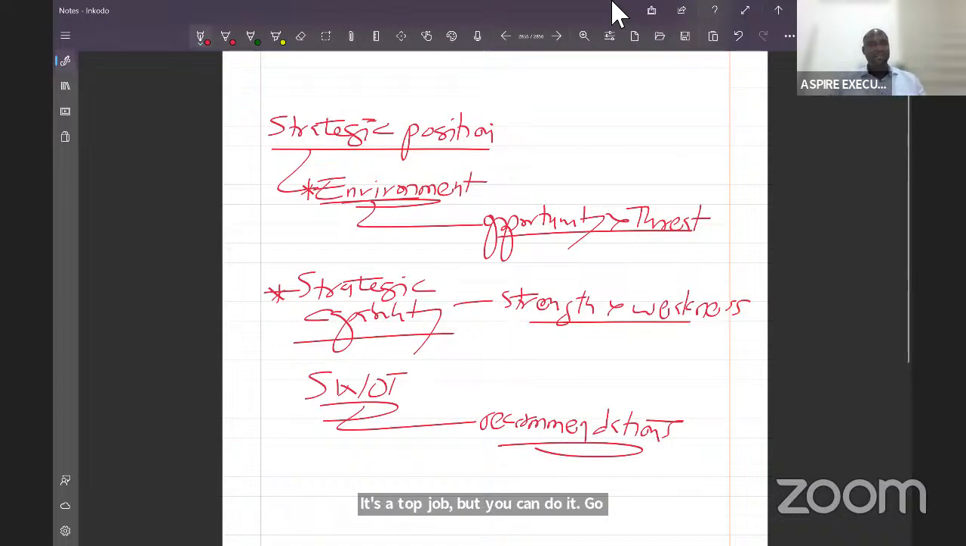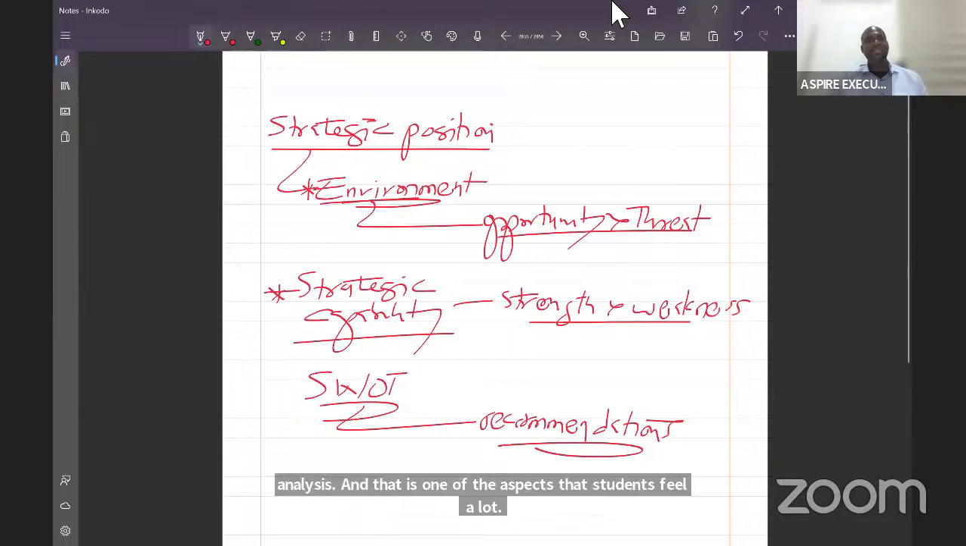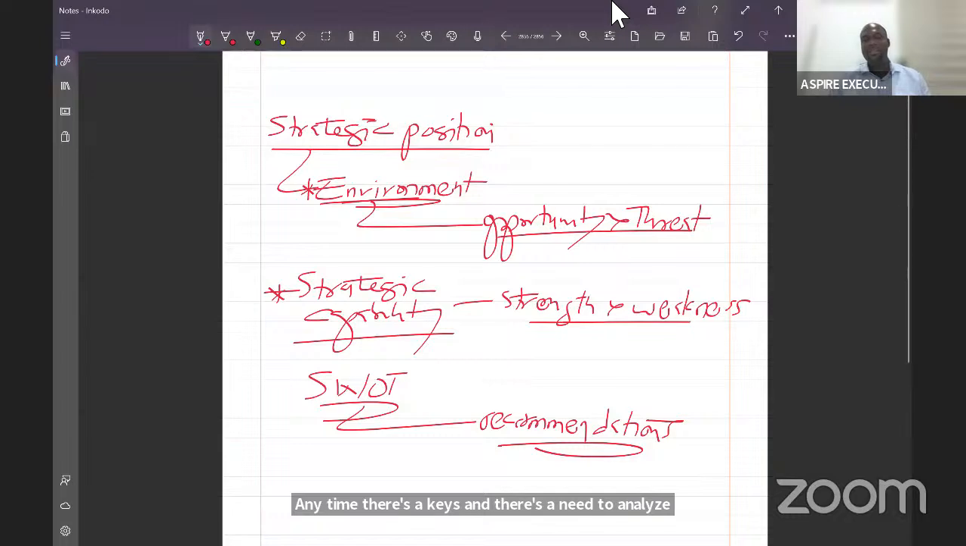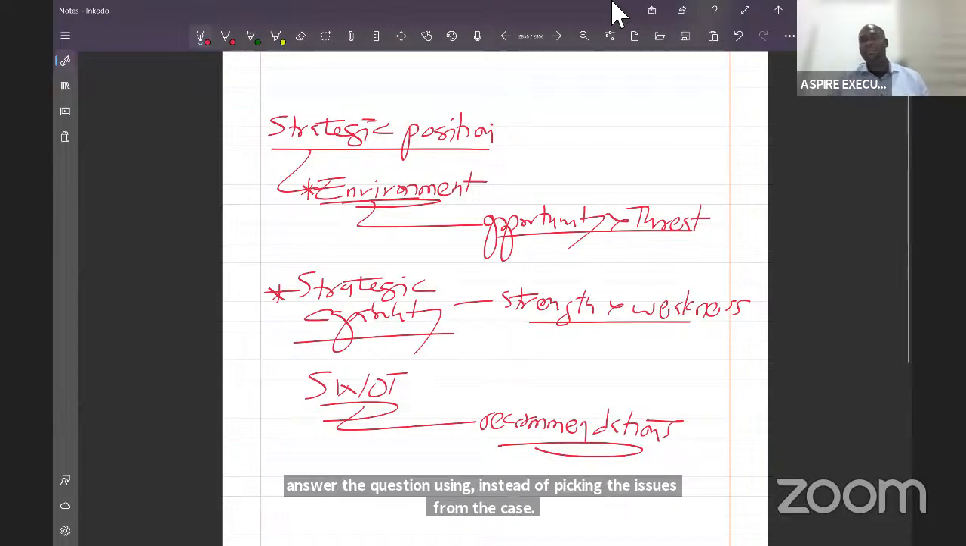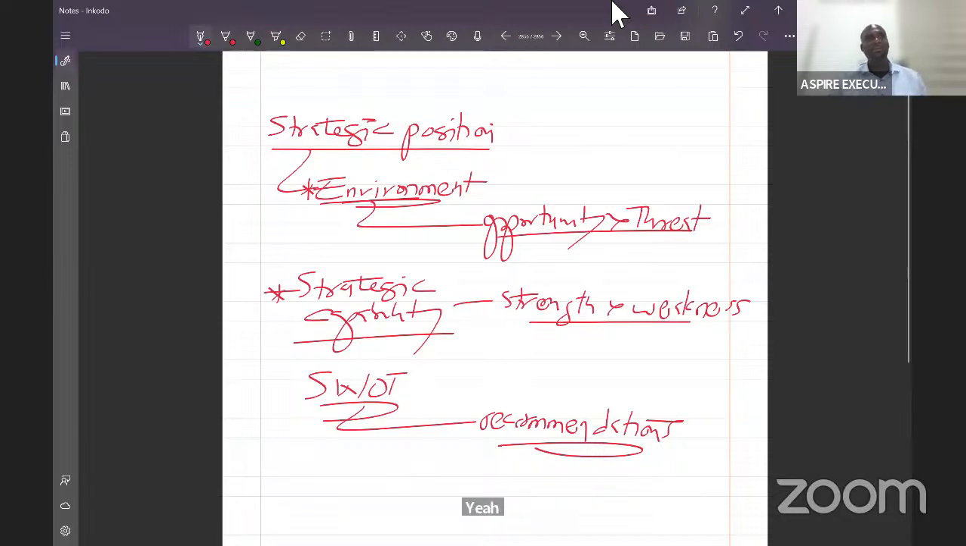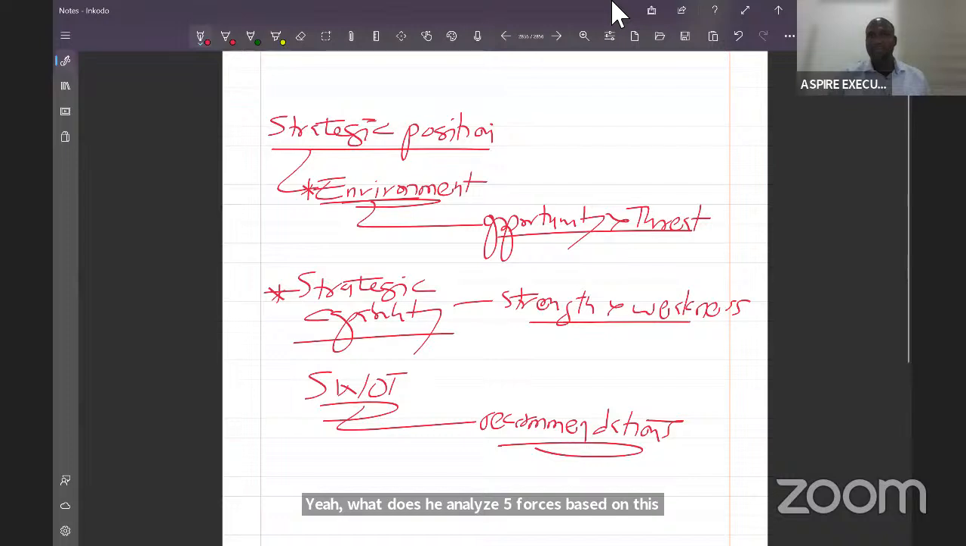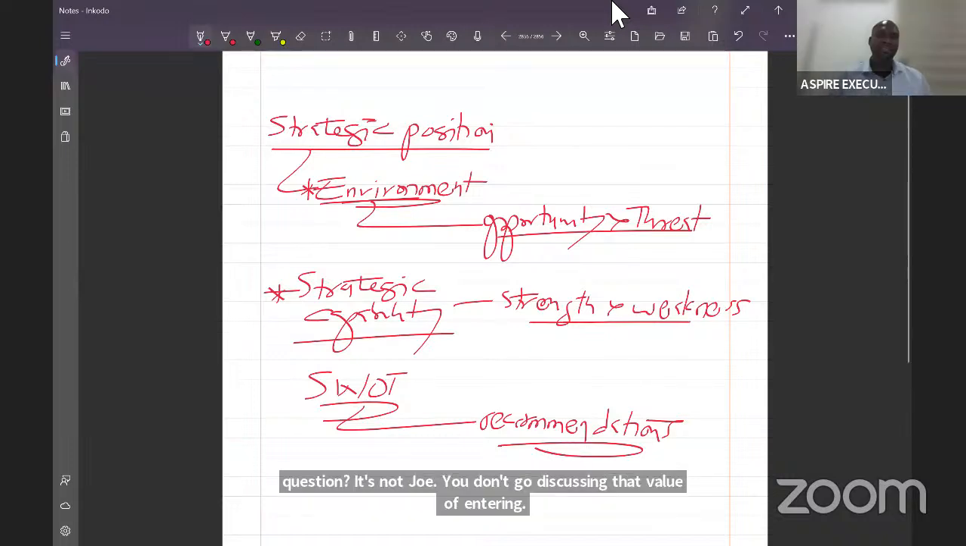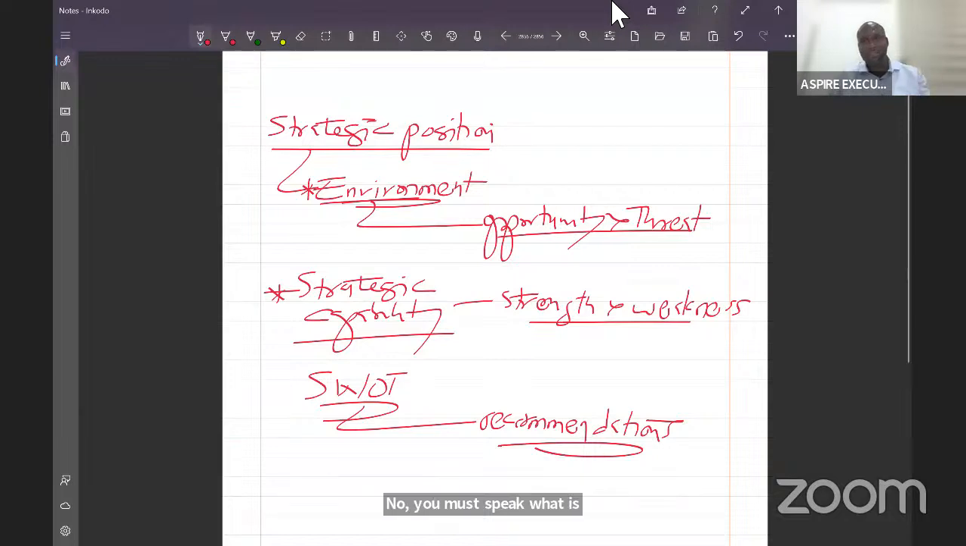Run your environmental analysis. And that is one of the aspects that students fail a lot. Anytime there's a case study and there's a need to analyze the environment, students fail a lot because they answer the question using theory instead of picking the issues from the case. When they say analyze 5 forces based on this question, it's no joke. You don't go discussing that barrier of entry. No, you must pick what is the barrier from the case. If the barrier is weak, tell us why it is weak by evidence from the case. If there's threat of substitute, it's not just mention of that. Look inside the case and give me why you think there's a threat of substitute.